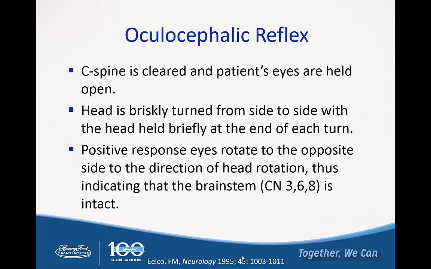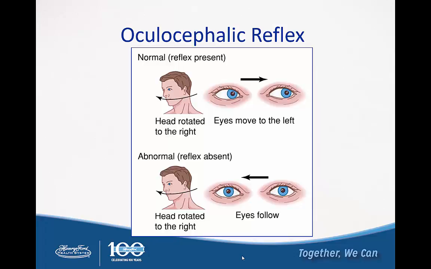indicating that the brainstem is intact. So in the brain dead patient, let's see if I have a picture of this. Here we go. So in the brain dead patient, you can see the reflex is absent. The eyes just go in the direction that the head is rotated. Okay, so the person standing at the foot of the bed is in the best position to see that. Does that make sense?